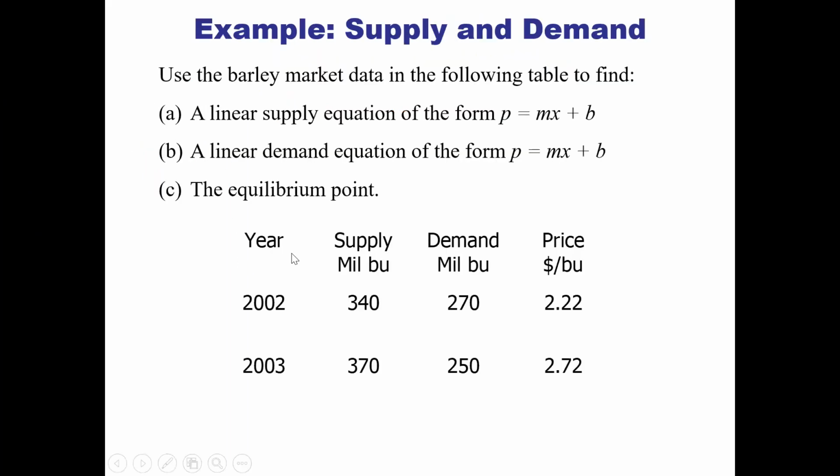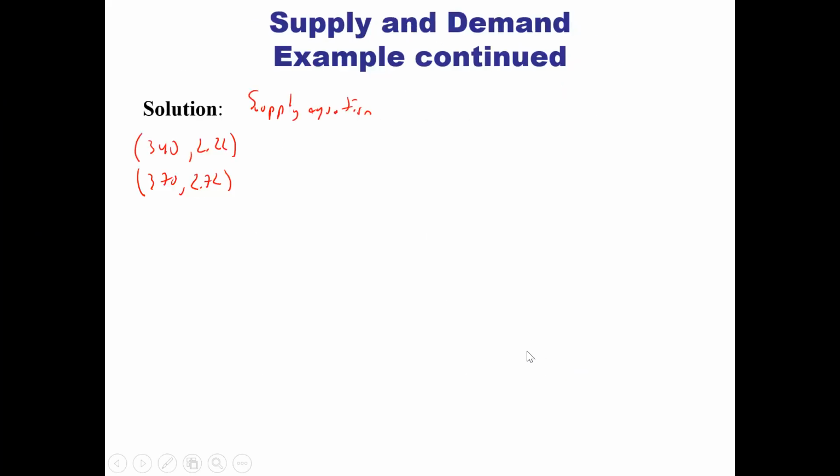For part A, they wanted the supply equation. If I remember right, we had two points: 340 million bushels with a price of 2.22, and the other one was 370 with a price of 2.72. So let's go back: 340, 2.22, 370, 2.72. All right, so we're good so far.